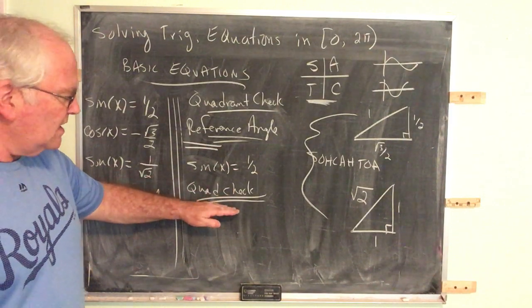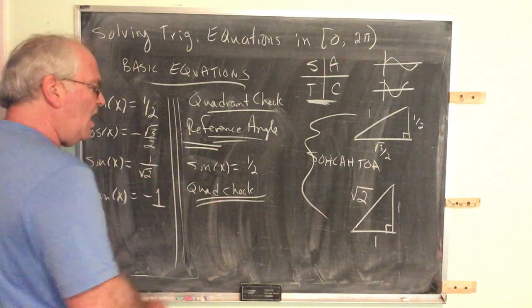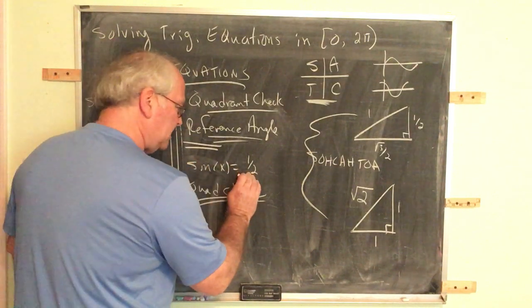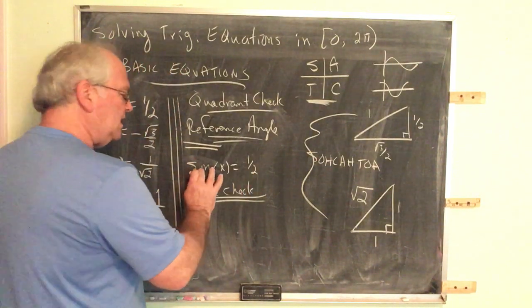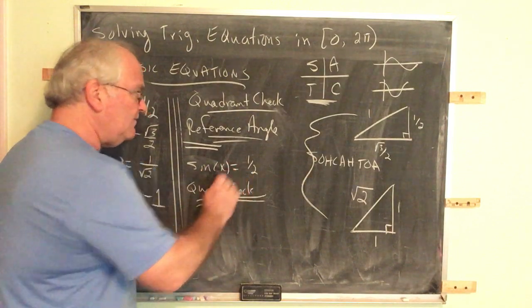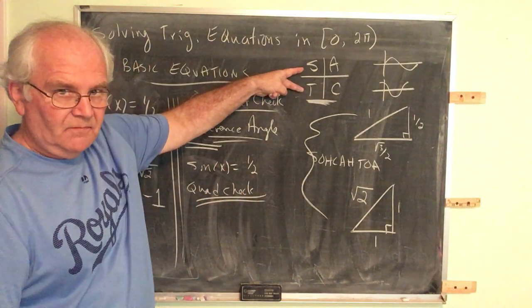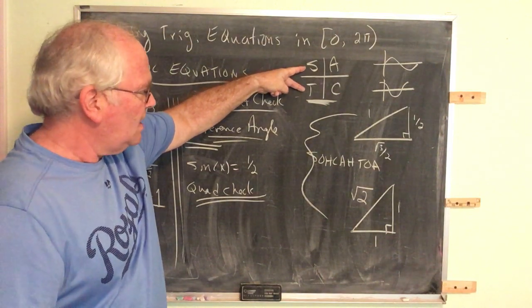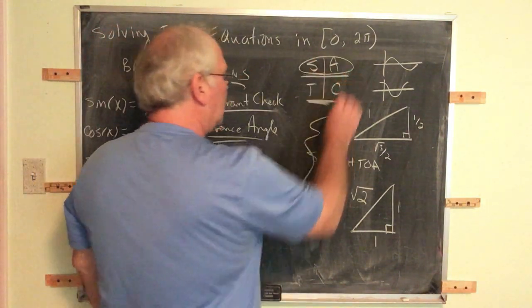The quadrant check is this. When is sine positive? In what quadrants is sine positive? You know that. Sine is positive in quadrant 1 and quadrant 2.